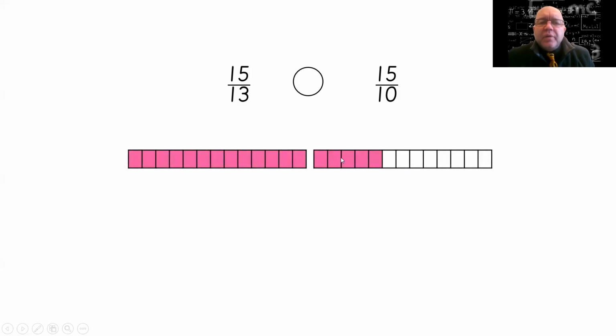So there's our 15 over 13. So 13, I apologize, that's 15 over 10, isn't it? 1, 2, 3, 4, 5, 6, 7, 8, 9, 10, 11, 12, 13, 14, 15. Actually, I've shaded my bar model incorrectly there. That is not 15 over 13 at all.